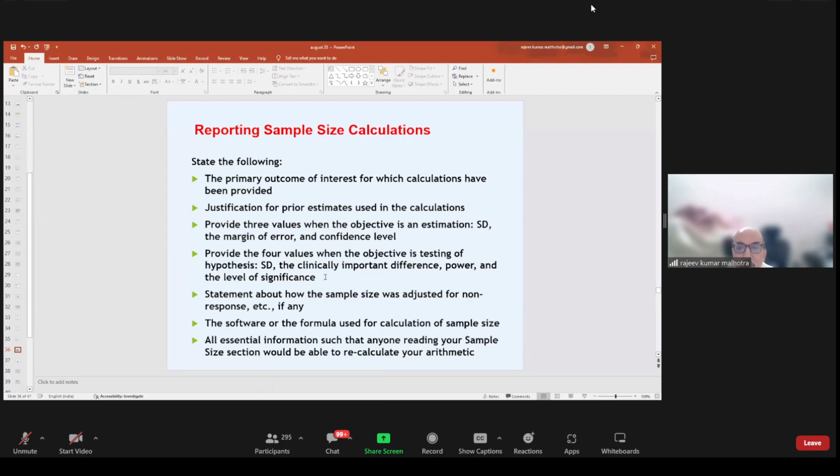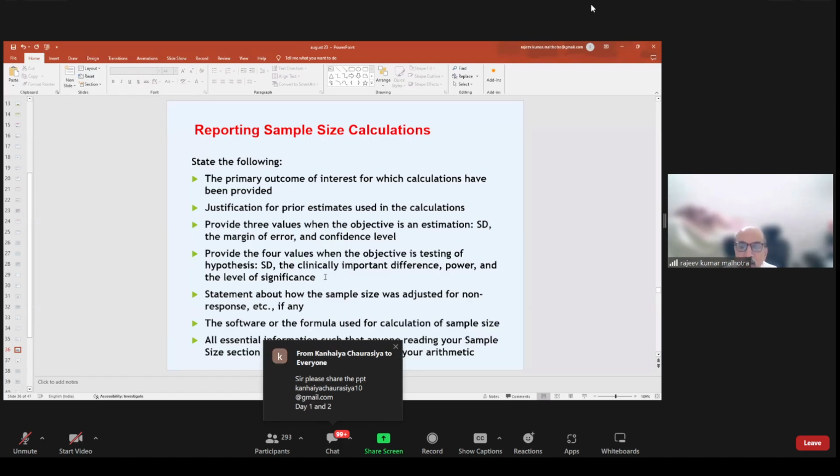Apart from this, if there is interim analysis, or subgroup analysis, or multiple outcomes, or you are adjusting for multiple comparisons or multiple time points, then you have to adjust the level of significance accordingly. I am not discussing that here, but you can find it for multiple outcomes and multiple testing. Multiple outcome is different, multiple testing is different. Multiple outcome means you have two or three primary outcomes.